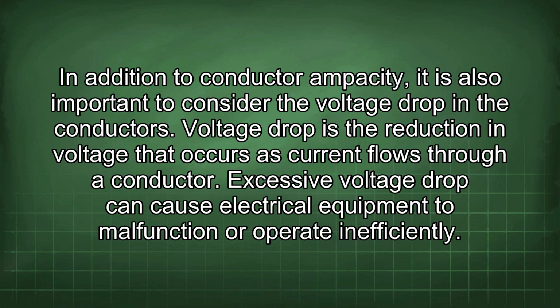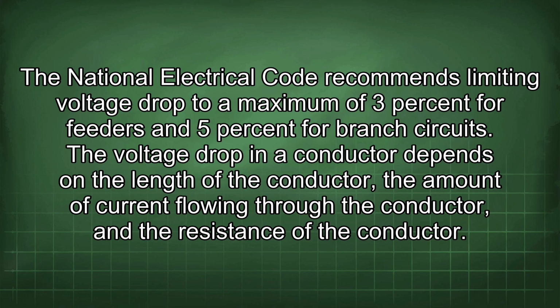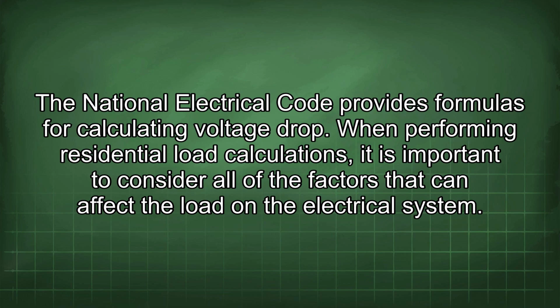In addition to conductor ampacity, it is also important to consider the voltage drop in the conductors. Voltage drop is the reduction in voltage that occurs as current flows through a conductor. Excessive voltage drop can cause electrical equipment to malfunction or operate inefficiently. The National Electrical Code recommends limiting voltage drop to a maximum of 3% for feeders and 5% for branch circuits. The voltage drop in a conductor depends on the length of the conductor, the amount of current flowing through the conductor, and the resistance of the conductor. The National Electrical Code provides formulas for calculating voltage drop.